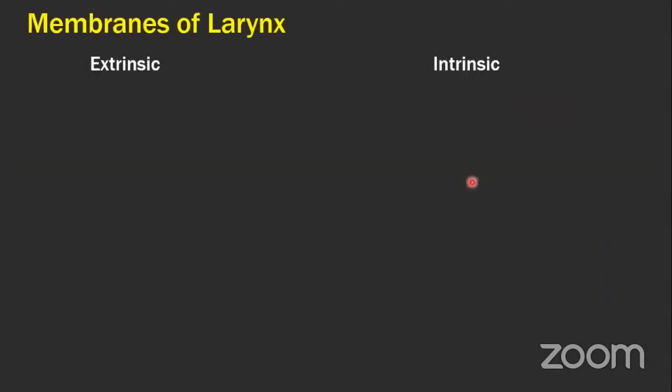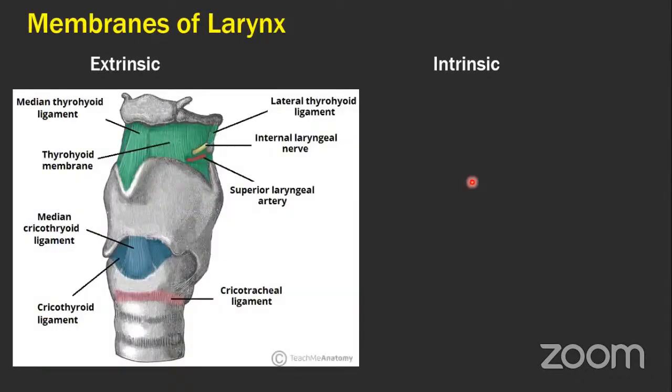Next is membranes of larynx. Okay, membranes of larynx. There are extrinsic membranes and also intrinsic membranes. Extrinsic means exterior, that is outside the larynx. And intrinsic means inside the larynx. Extrinsic, there are mainly, this is the hyoid bone, isn't it? So hyoid, thyroid, cricoid and trachea. So extrinsic membranes will bind all these structures.